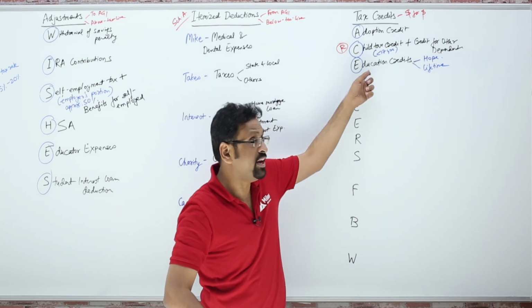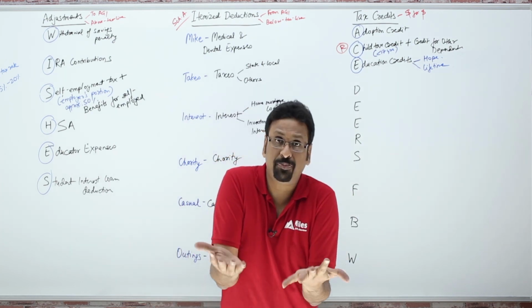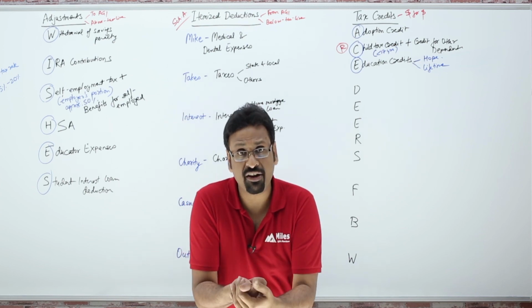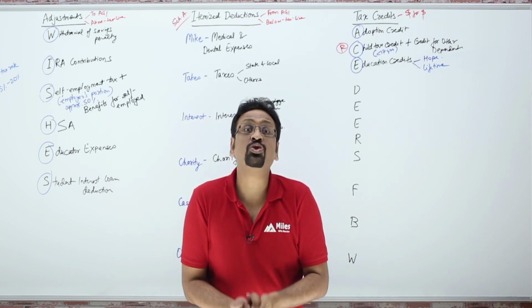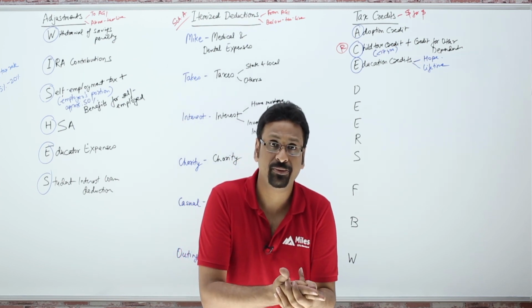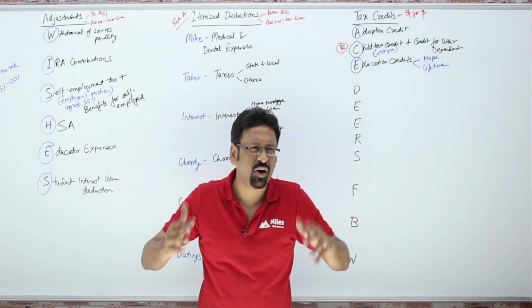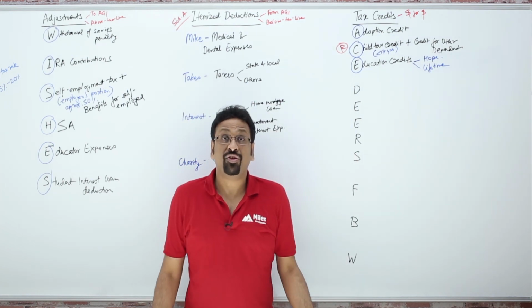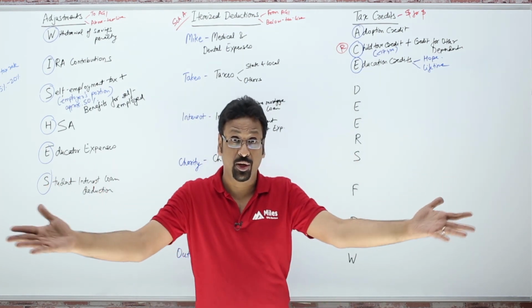Now, education credits would be available for education expenses that you incur for yourself, your spouse, as well as your dependents. Now, let's say you've got a lovely wife who's a fashion designer, designs clothes for women.